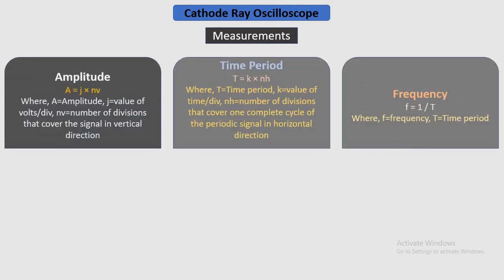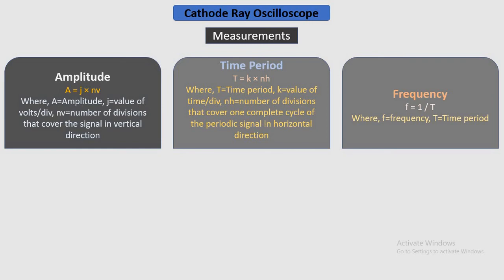Now, in this slide, we will discuss the measurements taken by using the CRO. So, mainly we can do these 3 measurements by using the CRO. First one is measurement of amplitude, second is measurement of time period, and third one is measurement of frequency.